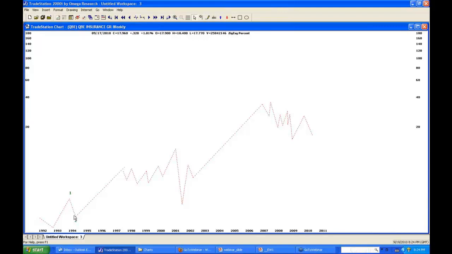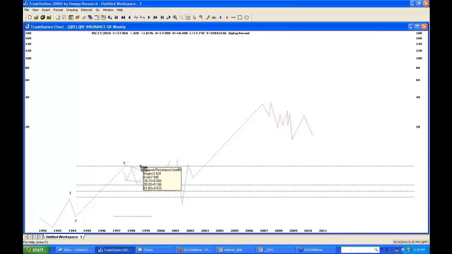What's the rule with wave 3? It can never be the shortest, and it's usually the longest. Wave 3. Put in a wave 3. What happens with a wave 4? Remember, wave 4s tend to be shallow. Wave 4s tend to be shallow, triangular kind of shape.